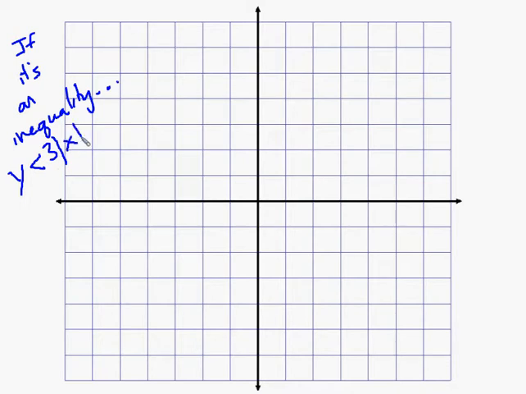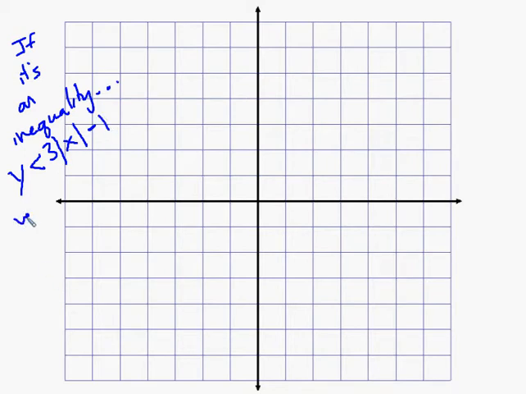What if it's an inequality? If it's an inequality. So what if I had y is less than 3 times the absolute value of x minus 1?